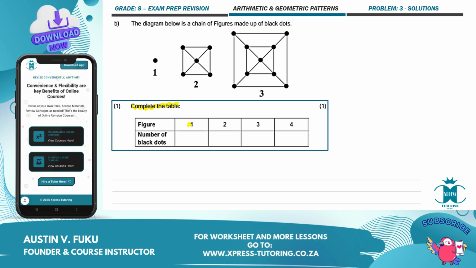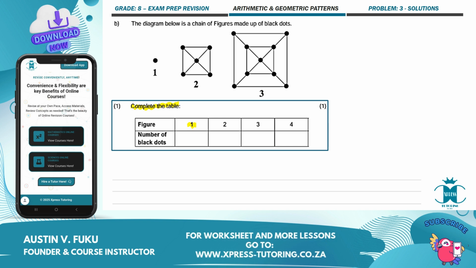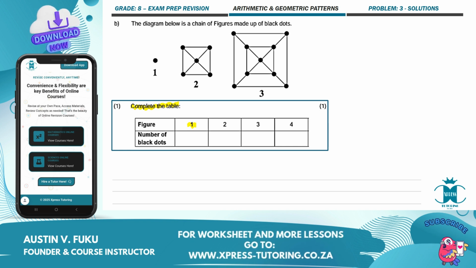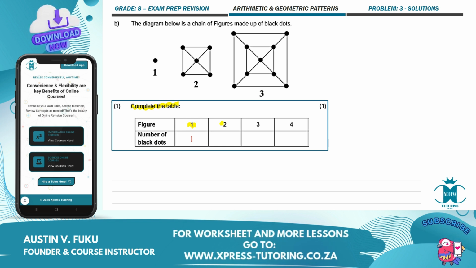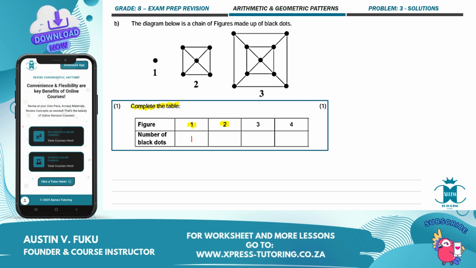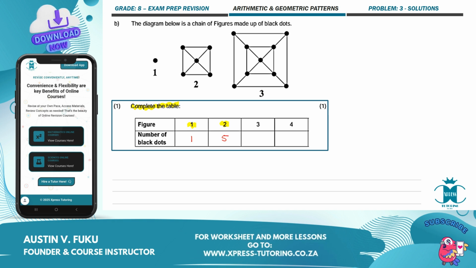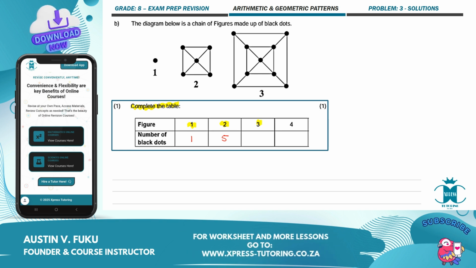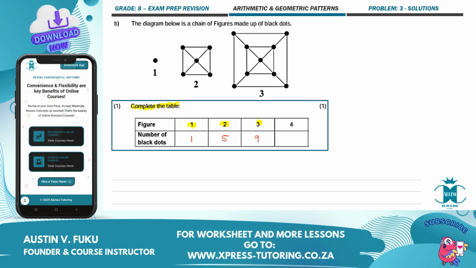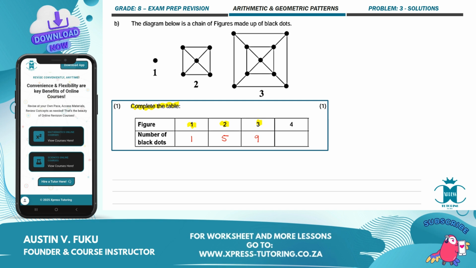So in figure 1, how many dots do we have? 1. Okay, so we just do counting here. And in figure 2, how many black dots do we have? 1, 2, 3, 4, 5. And in figure 3, how many black dots do we have? And we did count that, and we got a 9. So in figure 4, how many dots are we going to have?